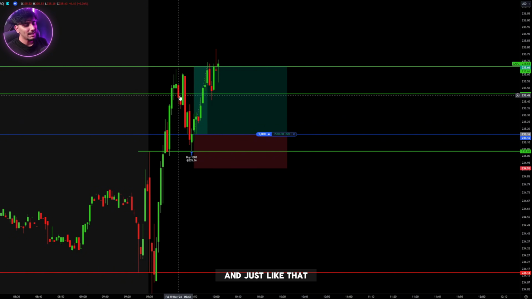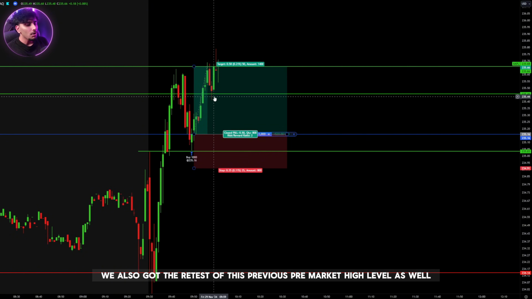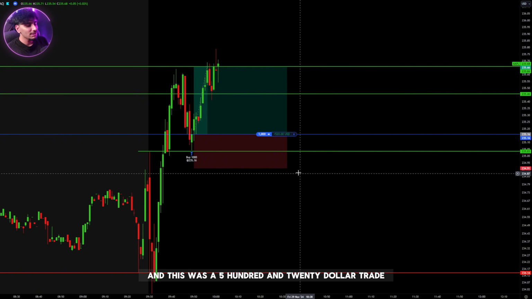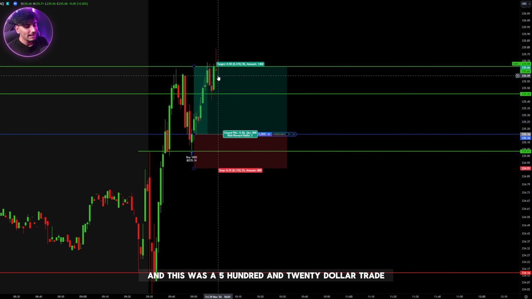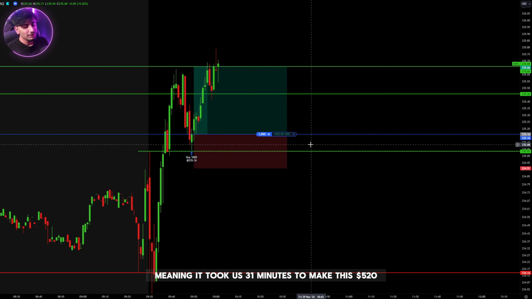And just like that, we can see that Apple had a really nice move to our profit target. We also got the retest of this previous pre-market high level as well. And this was a $520 trade, and we are done for the day at 10:01, meaning it took us 31 minutes to make this $520 by simply understanding daily bias and the trend before the market opens to enter high probability trades.